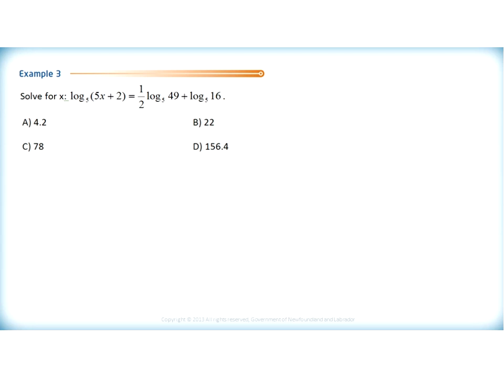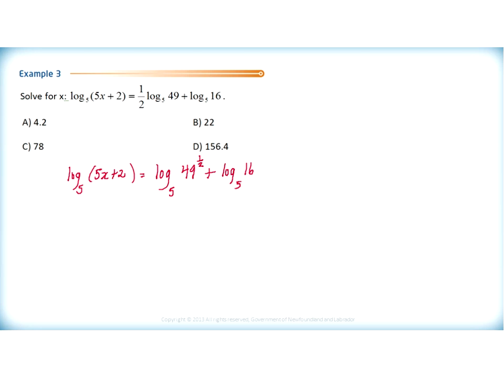In example 3, we are asked to solve for x. We have the log of 5x plus 2 to base 5 is equal to 1/2 times the log of 49 to base 5 plus the log of 16 to base 5. So let's begin by using our power law of logarithms. So we have the log of 5x plus 2 to the base of 5 is equal to the log of 49 raised to the power of 1/2 to base 5 plus the log of 16 to the base of 5.